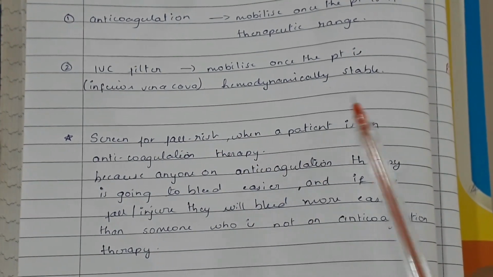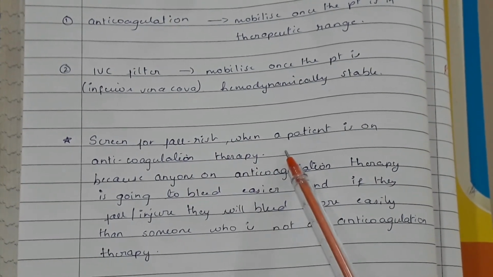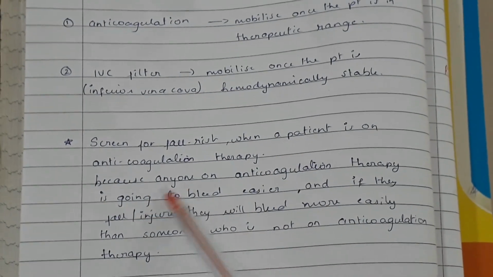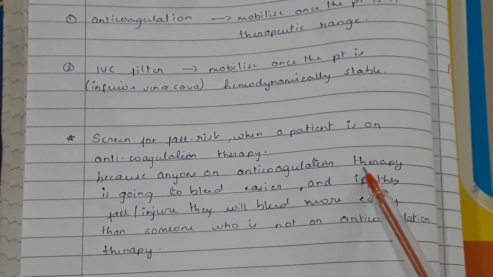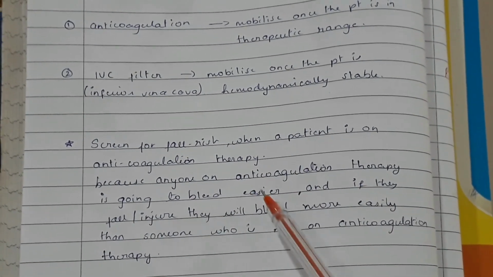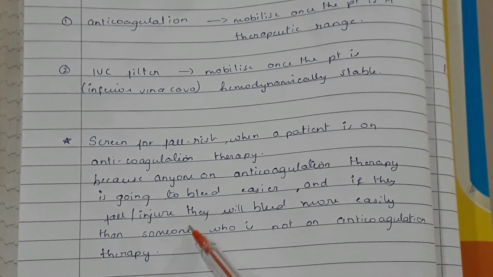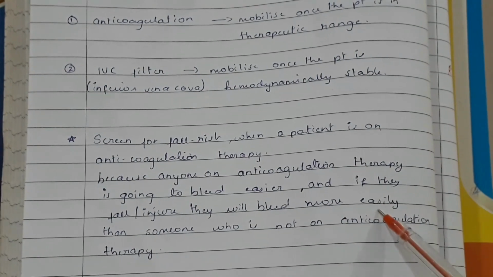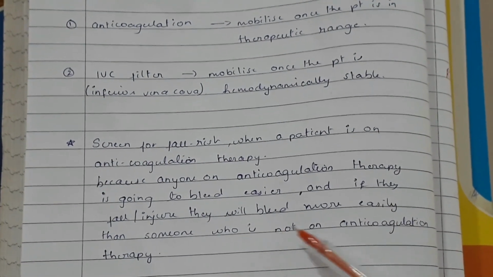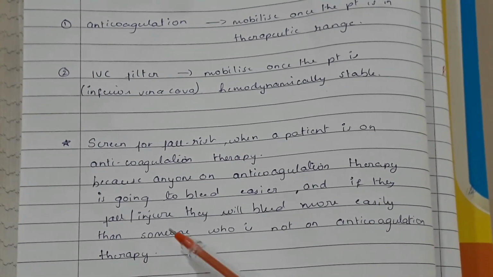Another thing to remember is you need to screen for all the fall risk patients. That is when a patient is on anticoagulation therapy, because anyone on anticoagulation therapy is going to bleed easier, and if they fall or if they injure themselves, they will bleed more easily than someone who is not on anticoagulation therapy.